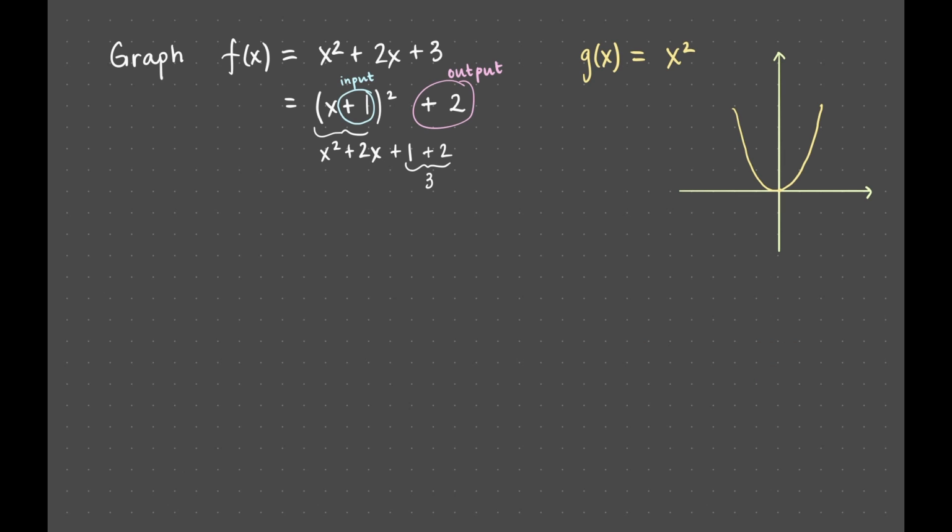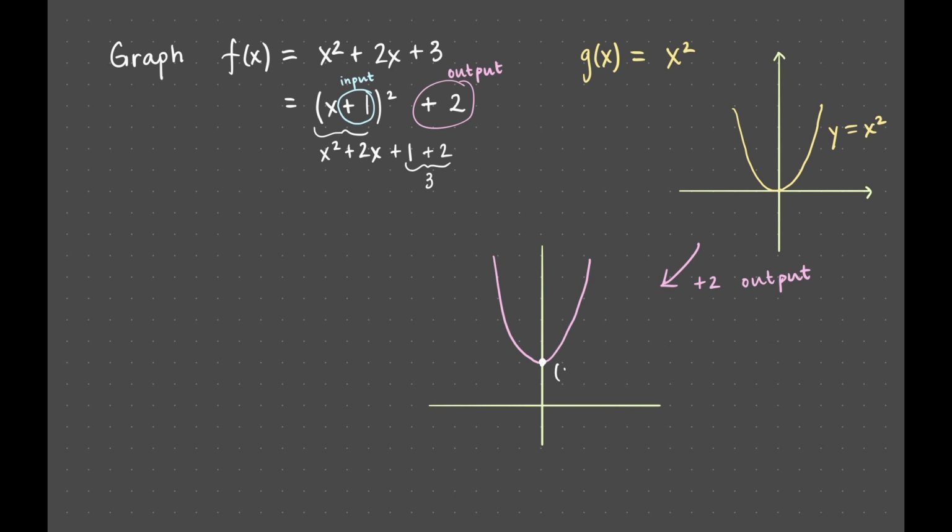The shift on the output corresponds to a shift in the vertical direction. Because this shift is plus 2, we should move the graph of g upward 2 units. The shift on the input corresponds to a shift in the horizontal direction.